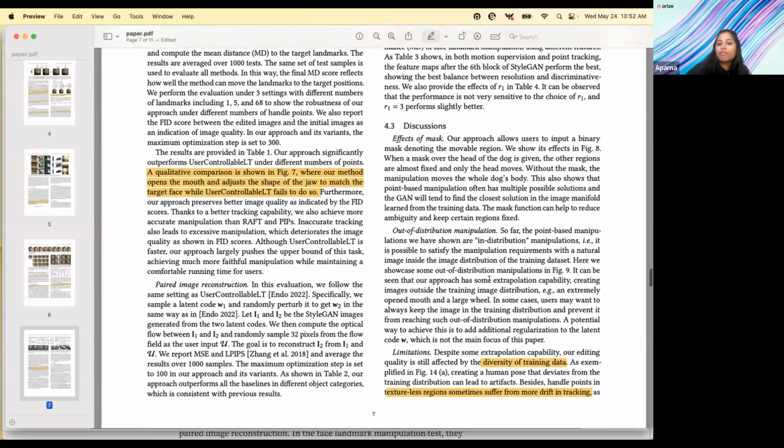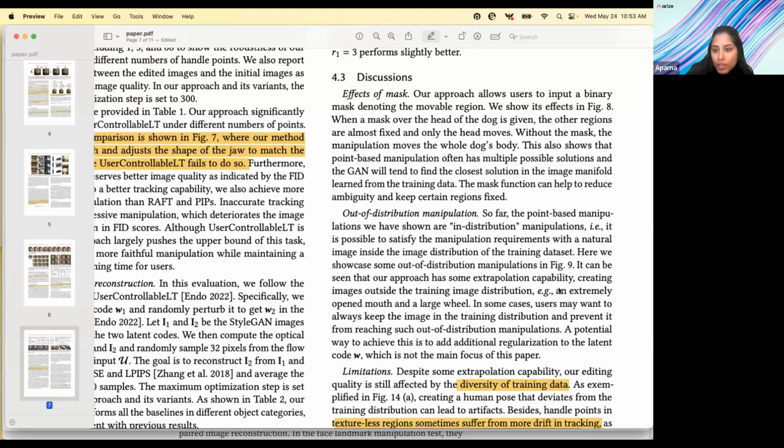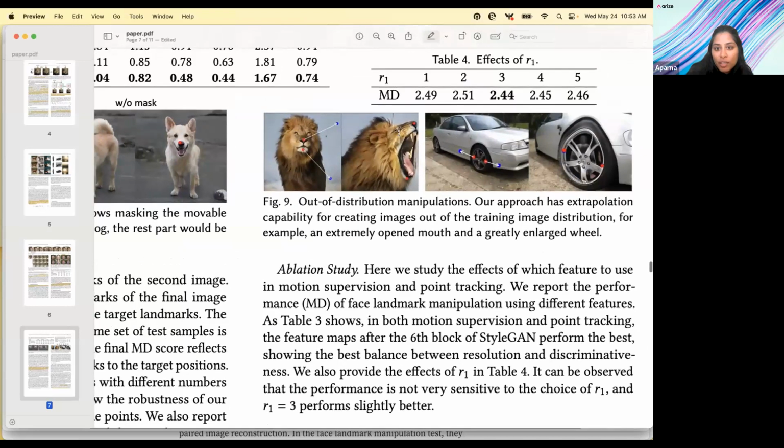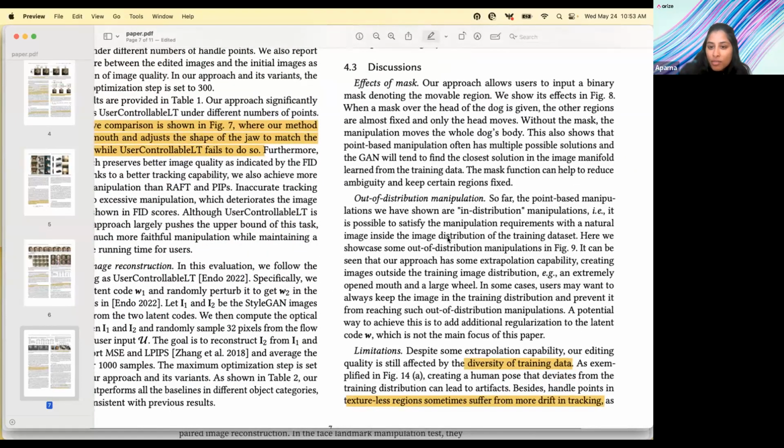Yep. It was interesting. They mentioned things like out-of-distribution manipulation. So this is an example up here where, as they say, our approach has extrapolation capability for creating images outside the training image distribution, like an extremely open mouth or a greatly enlarged field. I think they were highlighting that it can be extrapolated for images not necessarily within the training data set.